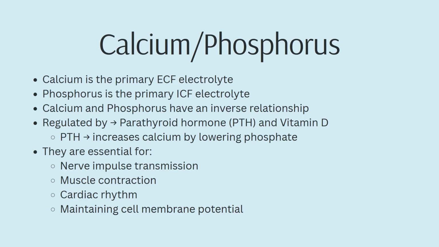So the next two relationships that I'll be discussing are calcium and phosphorus. Calcium is the primary ECF electrolyte, and phosphorus is the primary ICF electrolyte. Calcium and phosphorus have an inverse relationship, so if calcium goes up, phosphorus will go down, and vice versa. They're usually regulated by the parathyroid hormone, PTH, and vitamin D. So PTH increases calcium by lowering phosphate, essentially. They are essential for nerve impulse transmission, muscle contraction, cardiac rhythm, and maintaining cell membrane potential.